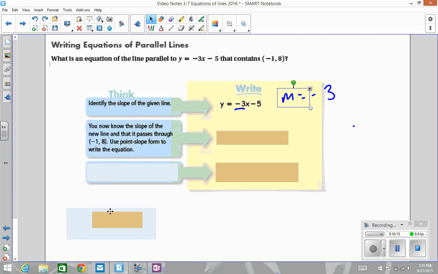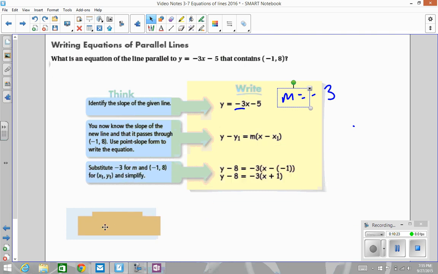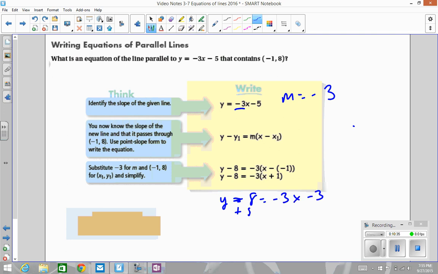All right, so we're going to take that slope and the point (-1, 8), and plug them into point slope form. Then once we have point slope, we're going to simplify. So that's going to be y minus 8 equals negative 3x minus 3. We're going to add 8 to each side, and so my final equation is y is equal to negative 3x plus 5. So identify your slope, take your point, plug it into point slope, and solve for y equals mx plus b. Remember that the slope of a parallel line is the same, negative 3.